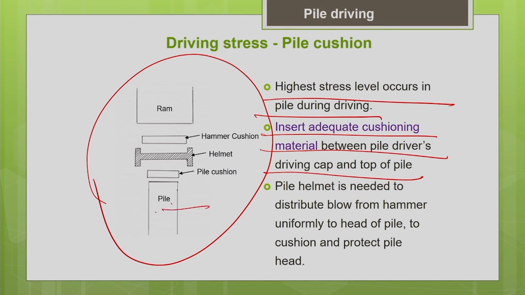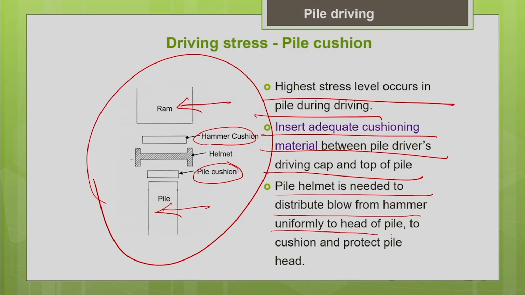What you can see is this is your pile and this is your hammer. You have two cushions, one is your pile cushion, the other is your hammer cushion, and there is also a head-shaped helmet which helps distribute the load uniformly over the head of the pile, so that there is no stress concentration at a particular point on the pile head. The pile helmet is needed to distribute the blow from the hammer uniformly to the head of the pile, to cushion and protect the pile head. This is the common arrangement we follow for the protection of concrete piles.